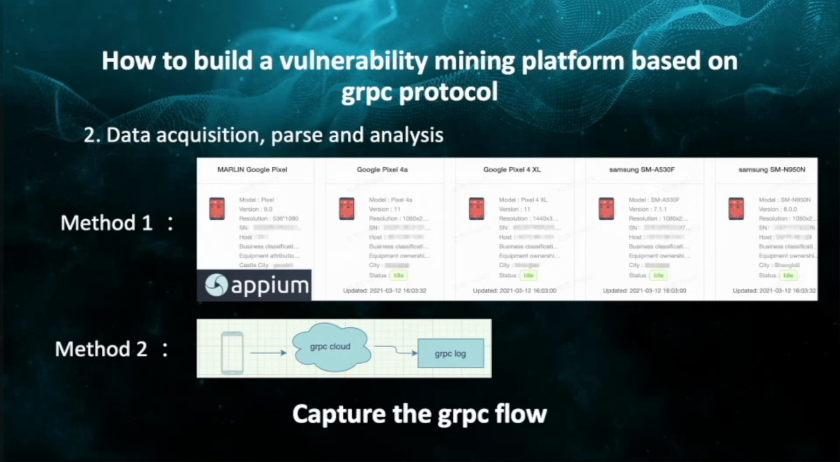Okay, I will introduce the data acquisition, paths, and analysis. First of all, we need to get a sufficient amount of gRPC traffic with a large coverage rate. If you plan to test your own application, you can get desensitized gRPC traffic at the traffic hub and gateway. If you plan to test third-party applications, you can obtain the gRPC traffic data by hooking the target client.